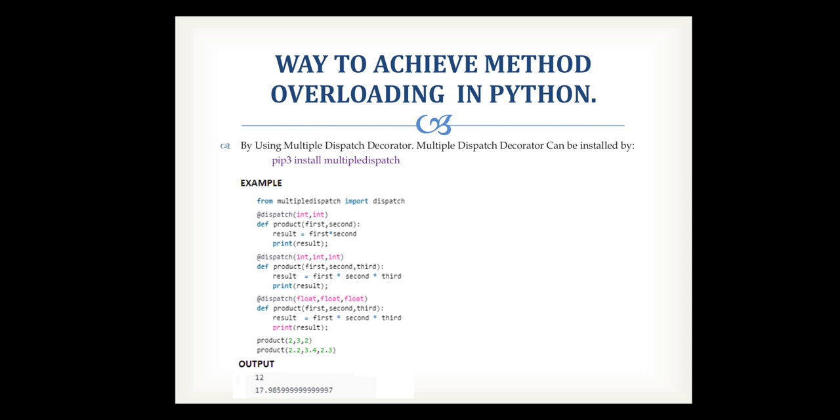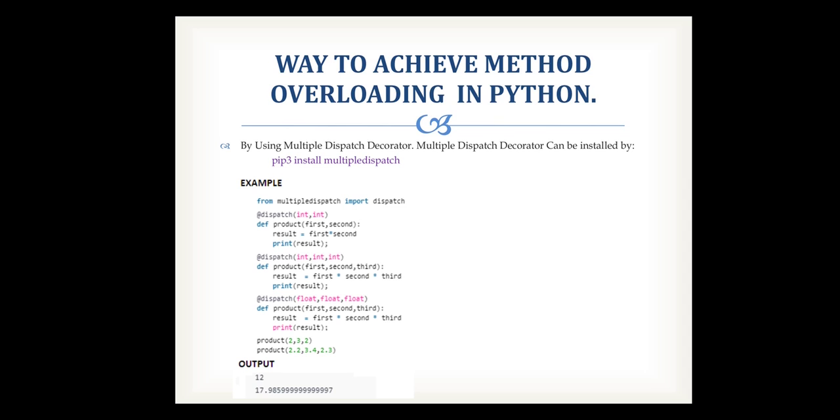So how do we achieve method overloading in Python? See this example. You have to use a multiple dispatch decorator. The multiple dispatch decorator can be installed by pip3 install multipledispatch, so you have to install it. Then, from multipledispatch import dispatch. We are directly importing dispatch, and using it we specify the number and types of parameters we want.